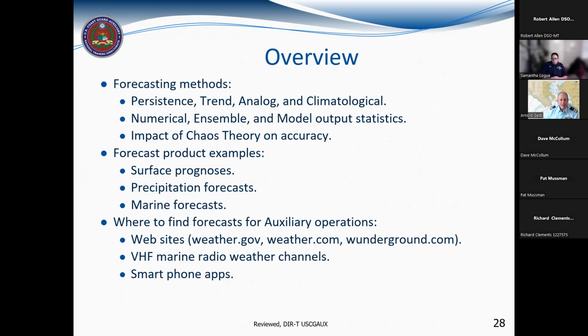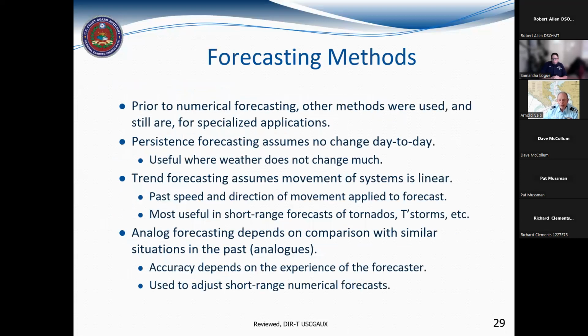We'll talk a little bit about chaos theory and its impact on accuracy. We'll talk about some forecast product examples, such as surface prognoses, precipitation forecasts, and marine forecasts, and where to find these for auxiliary operations: various websites. You can use your WX channels on your VHF marine radio, as well as even smartphone apps. So let's start talking a little bit about forecasting methods.